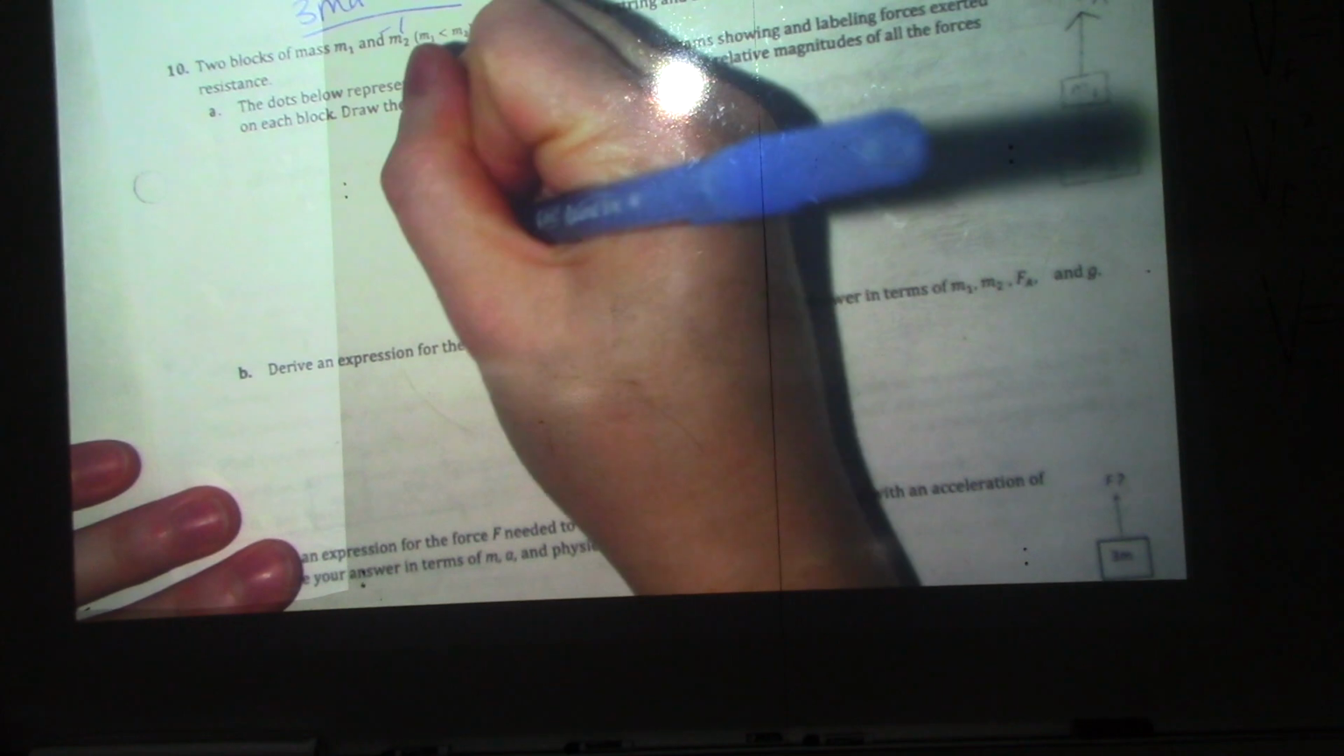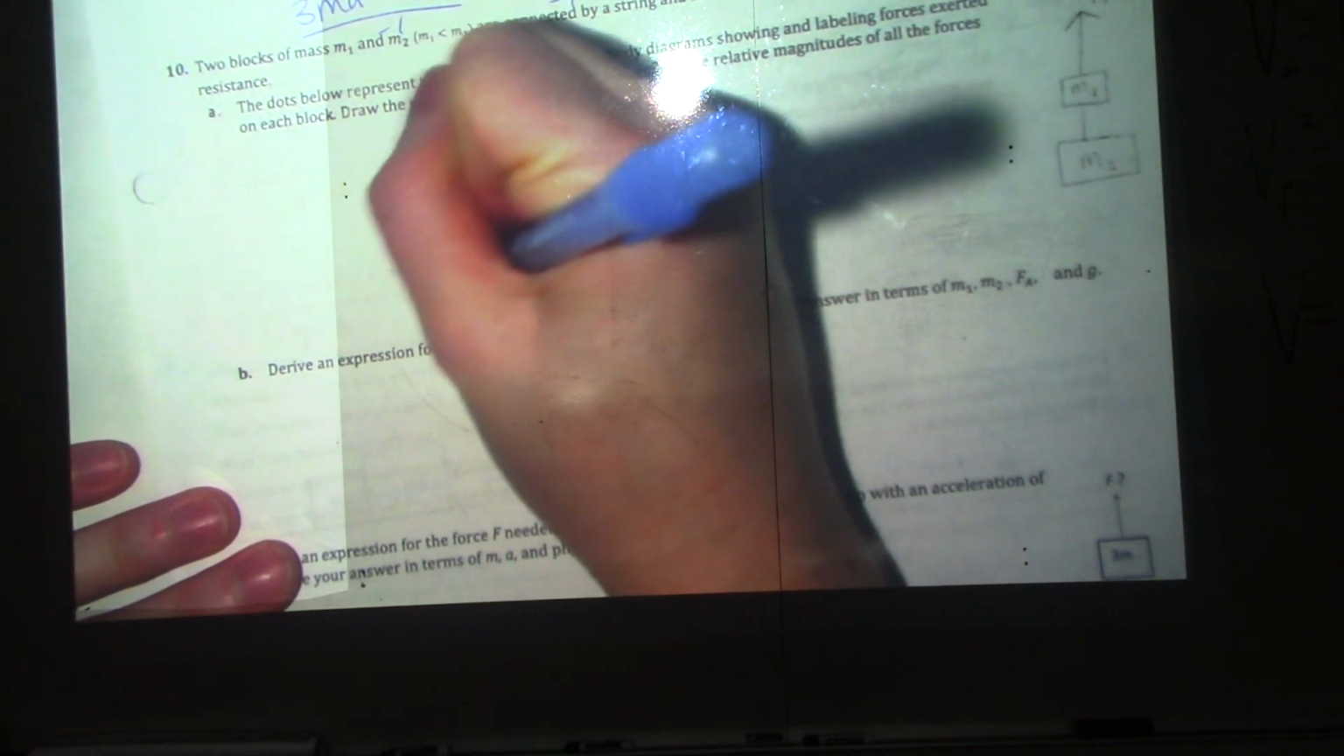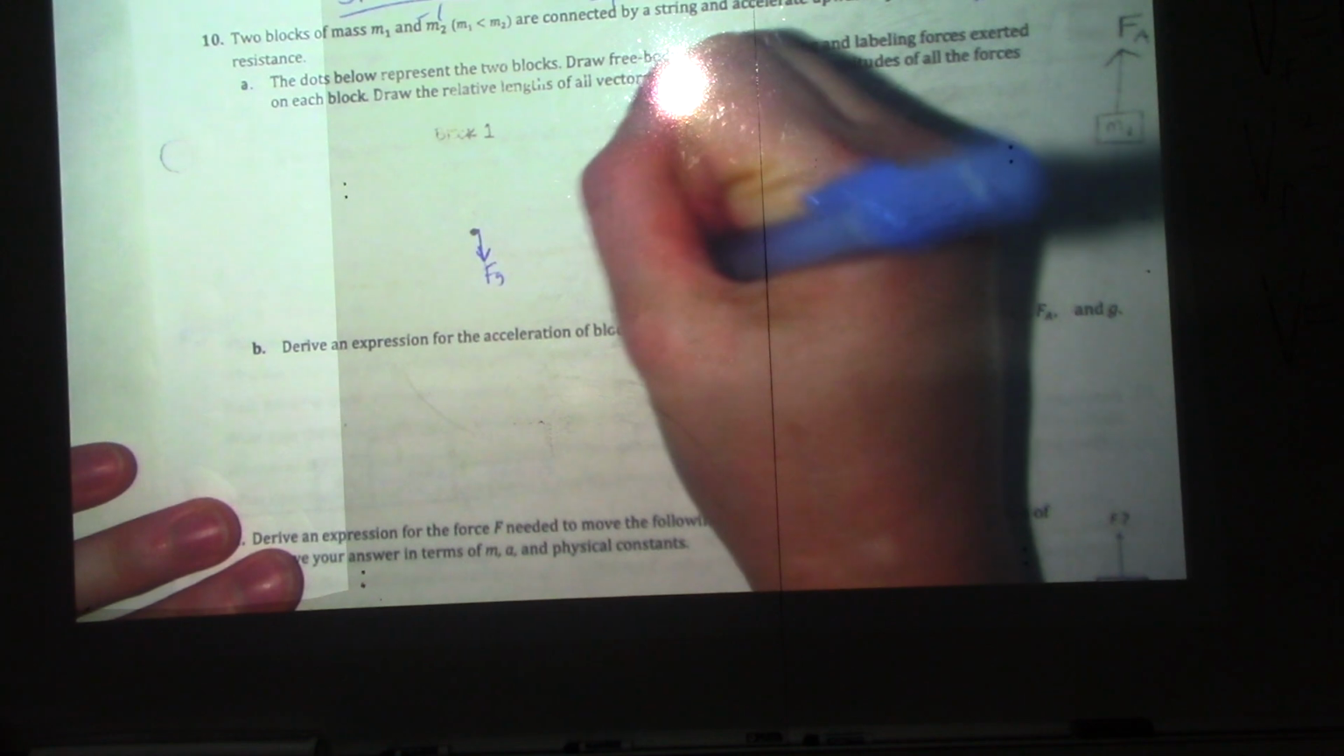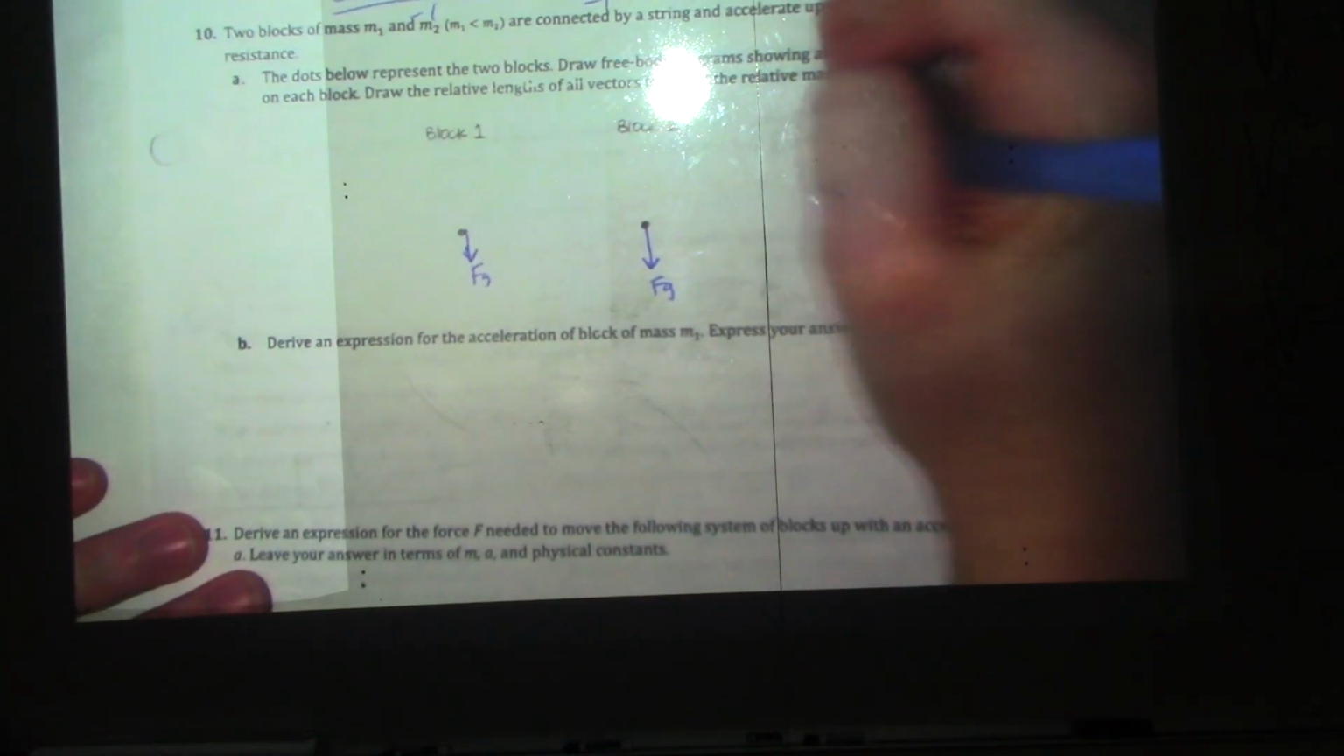We're ignoring air resistance, so free body diagram. First of all, they should both feel their weight for sure. Looking at the length, M2 should have a greater Fg, just slightly greater is fine. Let's draw the free body diagram.